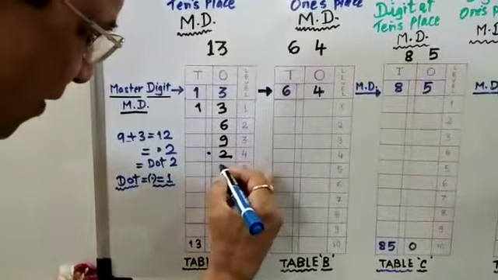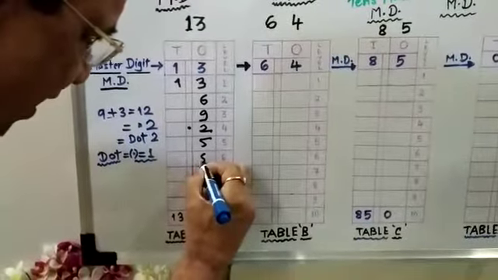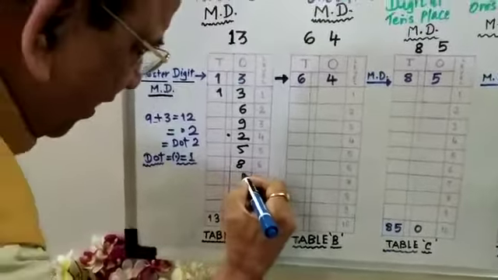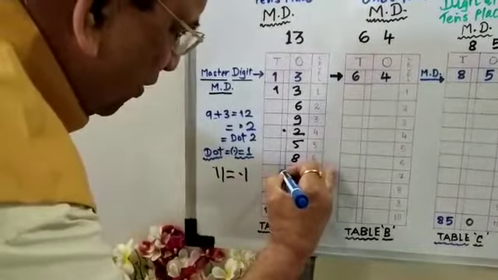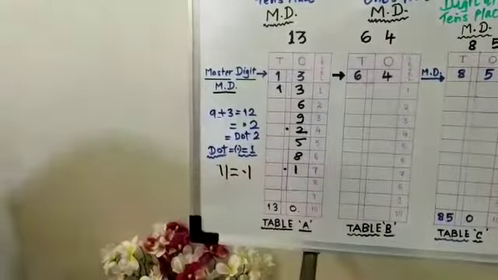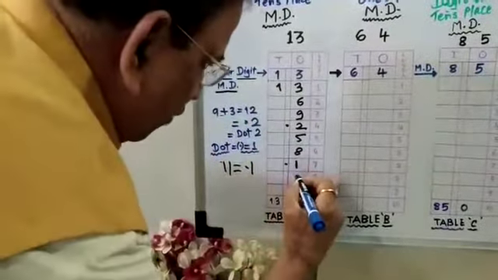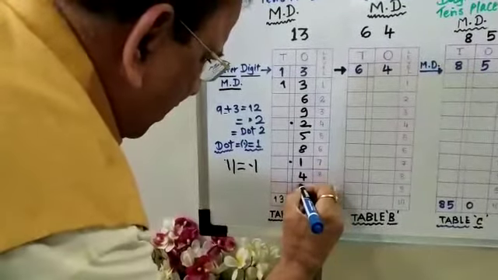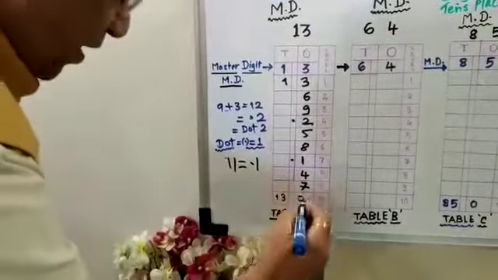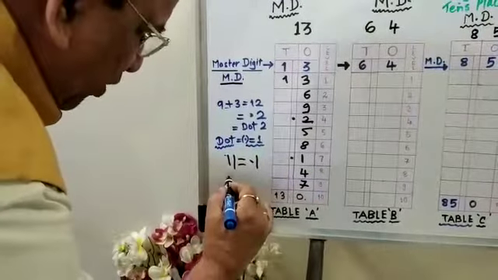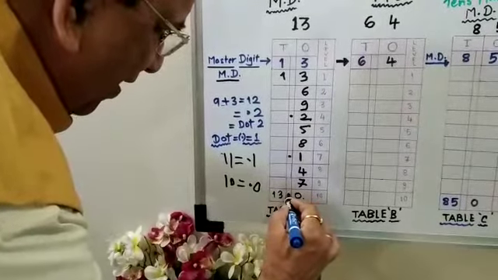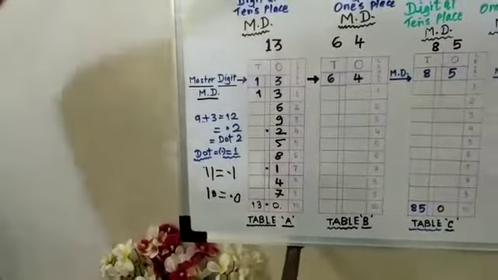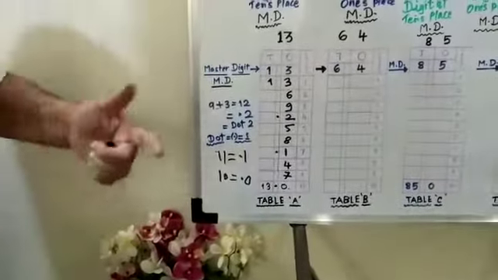2 plus 3, 5. 5 plus 3, 8. 8 plus 3, 11. Again a two-digit number. So what to do? 11 means dot 1. So we'll put dot and 1. Okay. Now let's go further. 1 plus 3, 4. 4 plus 3, 7. 7 plus 3, 10. So 0 here, again a two-digit number. So dot 0. We'll put 0 here and a dot here. Okay. So our ones place table is ready without memorization.